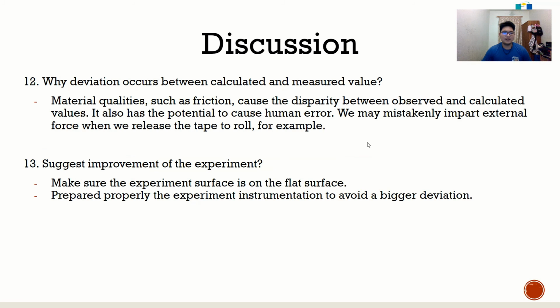Number 12, deviation occurs between calculated and measured values due to material qualities such as friction, which causes the disparity between observed and calculated values. It is also caused by human error, for example, we may mistakenly impart external force when we release the disc to roll. To suggest an improvement for the experiment, we make sure that the experiment surface is flat, and we have to prepare the experiment instrumentation properly to avoid bigger deviation.